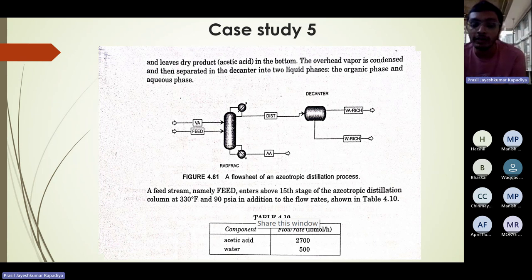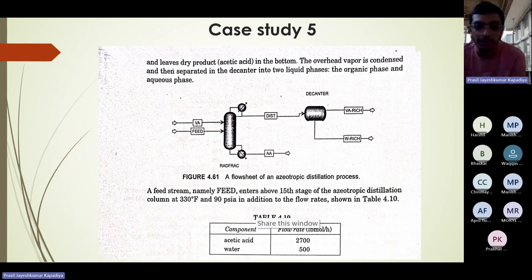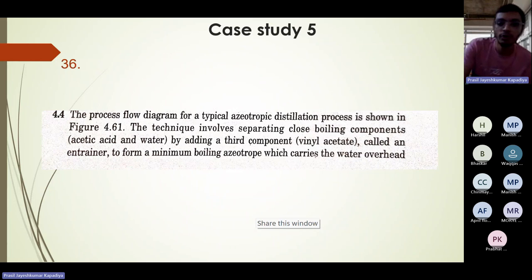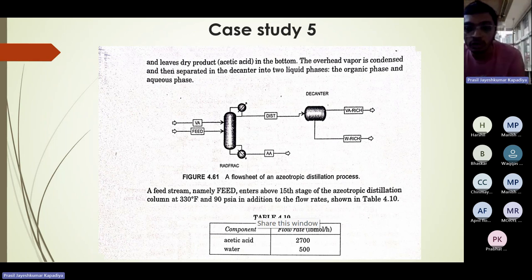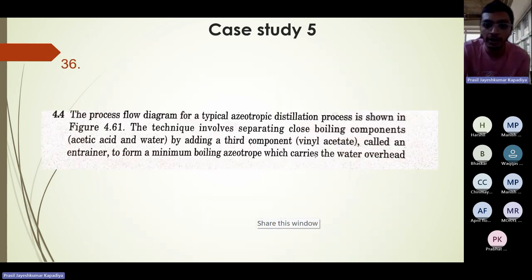The overhead vapor is condensed and then separated in the decanter into two liquid phases, the organic phase and the aqueous phase. So we have acetic acid, water and vinyl acetate. The boiling point of water, we all know, is 100 degrees Celsius, and the boiling point of acetic acid is 118 degrees Celsius. So that is a close boiling. The boiling points of both these components are close. So it is not feasible to do it with simple distillation. I will be coming to the azeotrope part.